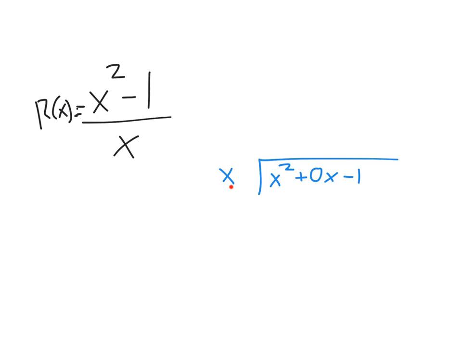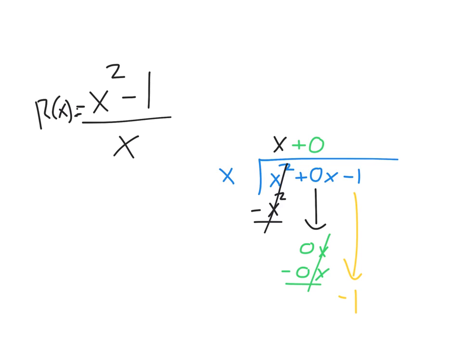Now, I have an x. I want it to be an x squared. How can I make that happen? Multiply by x. x times x is x squared. I subtract these things. That gives me 0. Now I bring down the next term, which is 0x. So I have an x, and I want it to be 0x. How can I make that happen? Multiply by 0. 0 times x is 0x. That gives me nothing. Then I bring down the negative 1. How can I make the x become negative 1? I can't very easily, okay? So that means that this here is the equation of my line that is an oblique asymptote.